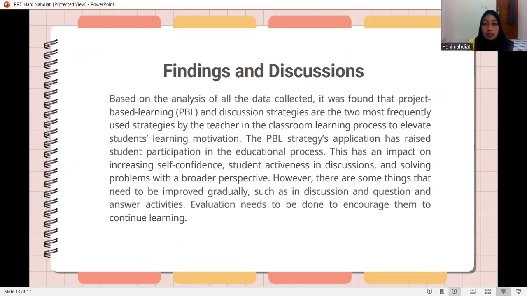The PBL strategy application has raised students' participation in the educational process. This has an impact on increasing self-confidence, student activeness in discussions, and solving problems with a broader perspective. However, there are some things that need to be improved gradually, such as in discussion and question and answer activities. Evaluation needs to be done to encourage them to continue learning.